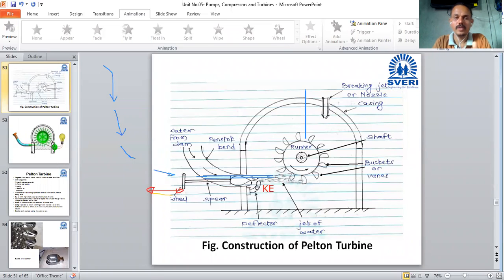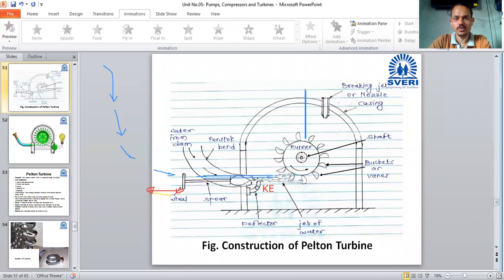So when water comes here, it has only kinetic energy and it strikes the bucket. The water divides into two parts, and due to the energy of the water, the runner starts rotating. When the runner rotates, the shaft connected to it also starts rotating. It means hydraulic energy is converted into mechanical energy, and this shaft is connected to the generator.